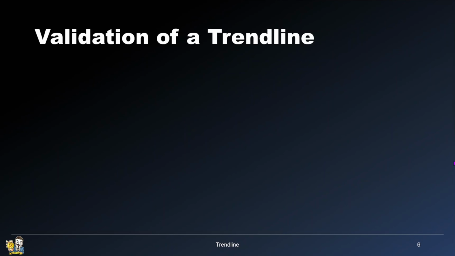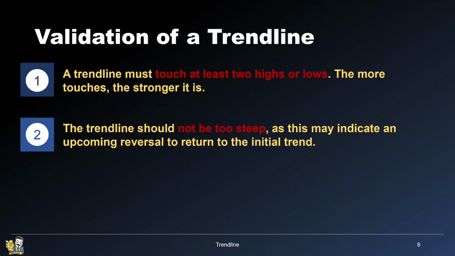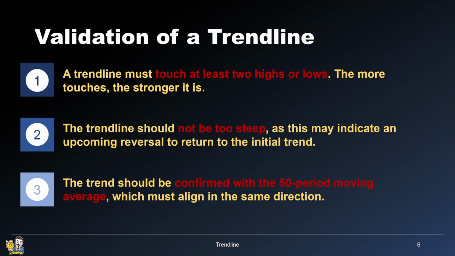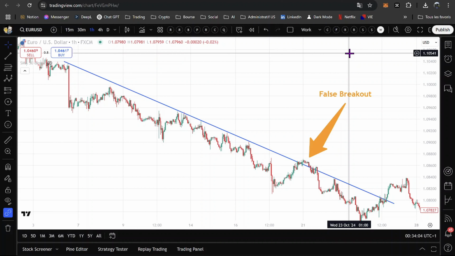Now, let's go over 3 rules to validate a trend line. Number 1. A trend line must touch at least 2 highs or lows. The more touches, the stronger it is. Number 2, the trend line shouldn't be too steep, as this may indicate an upcoming reversal to return to the initial trend. And finally, number 3, the trend should be confirmed with the 50-period moving average, which must align in the same direction. Let's see now what these rules give on a graph.